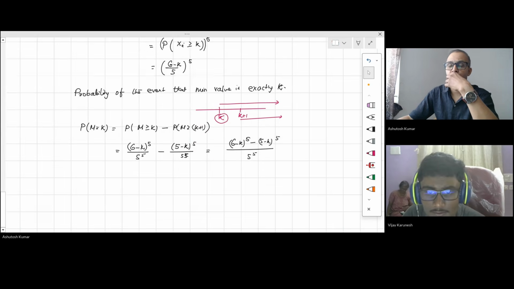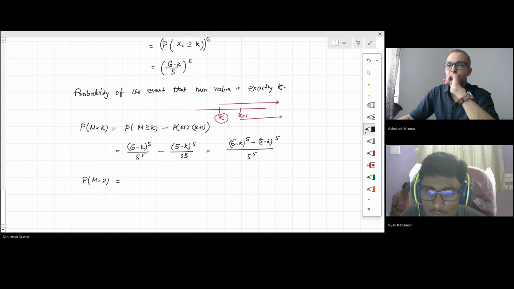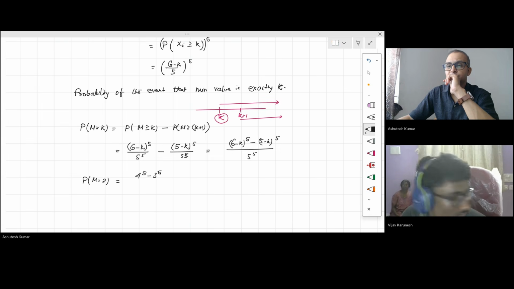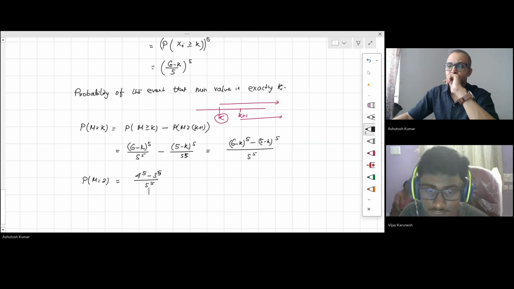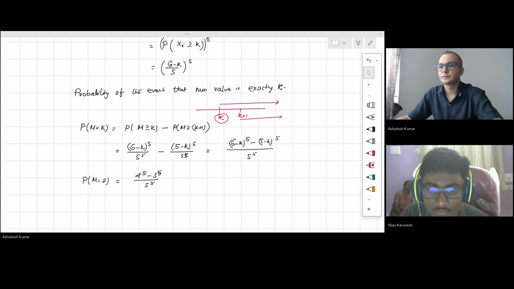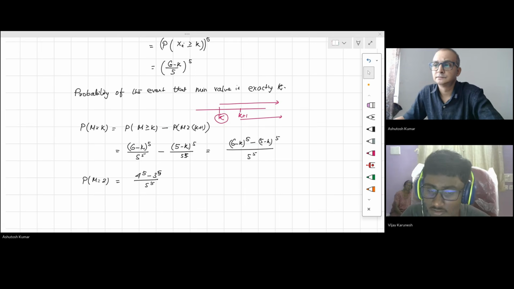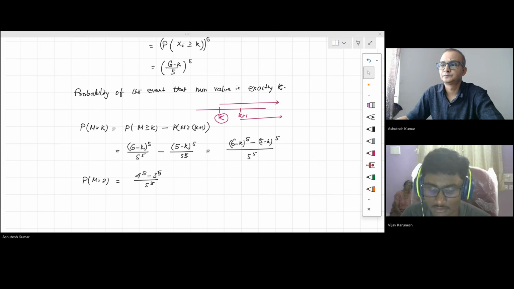So let's calculate what we get here. If you substitute m equal to 2, what do we get? 4 to the power of 5 minus 3 to the power of 5 by 5 to the power of 5. And do we get the same thing? No, we don't get the same thing. We need to calculate and see. Please calculate, check.